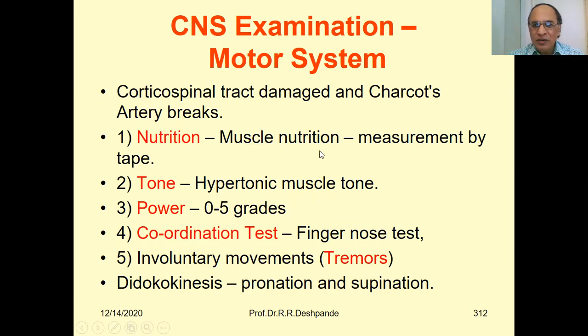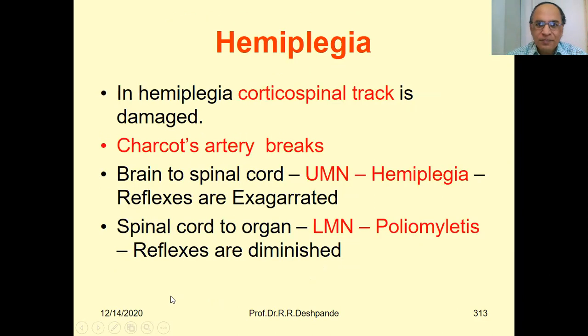Nutrition, muscle nutrition, measurement is done by measuring tape. Tone, hypertonic muscle tone. Powers are graded from 0 to 5. Coordination test like finger nose test. Involuntary movements, tremors. And diadochokinesis. Diadochokinesis, coordination test. This is the test. Don't get funny. This is the test that I am showing you. It's shown in the video.